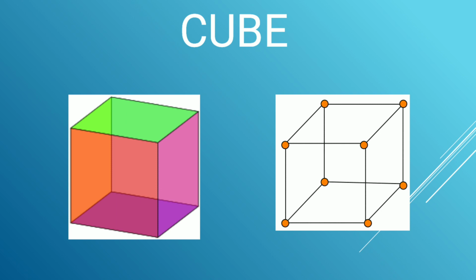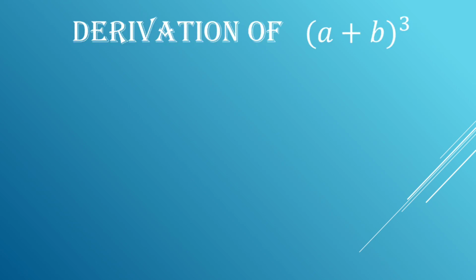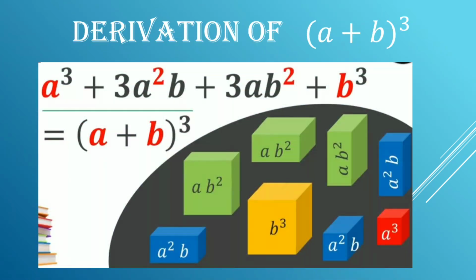Now we'll come toward the derivation of cube. You will see here if this cube is divided into a and b parts, meaning each side of the cube is equal to a + b. You have seen that this formula is formed: a cube + 3a square b + 3a b square + b cube. But how this formula is formed, that we will learn over here.